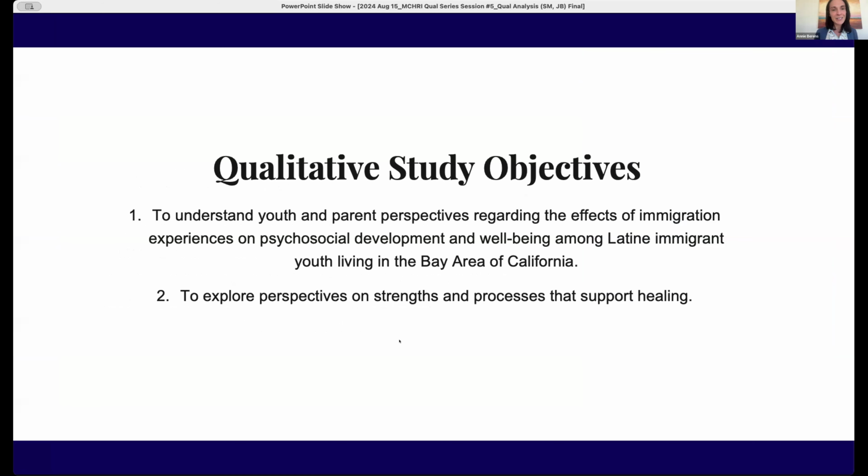Next slide. So the qualitative study was really looking to understand both youth and parent perspectives about the effects of immigration experiences on psychosocial development and well-being among Latina immigrant youth in the Bay Area, and to explore perspectives on strengths and processes that support healing.